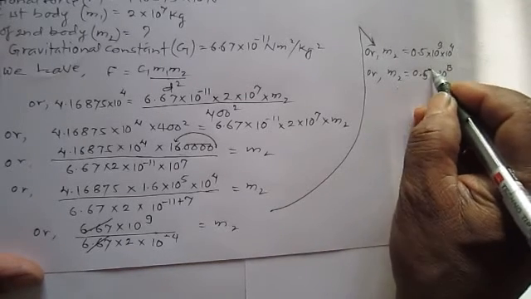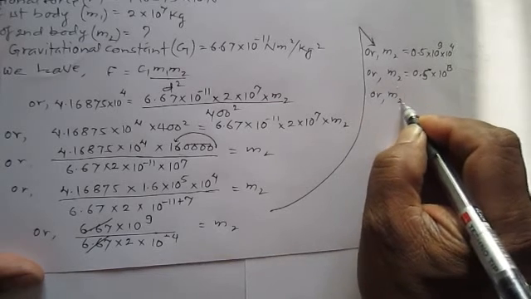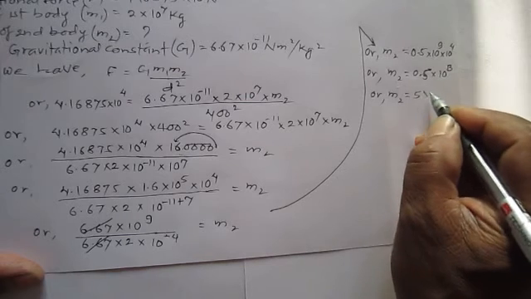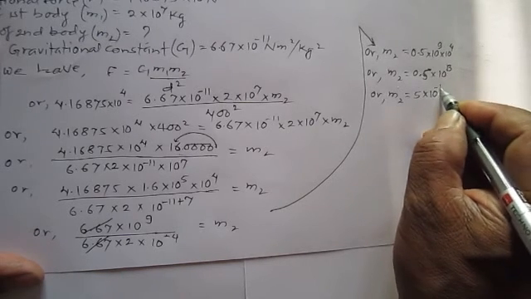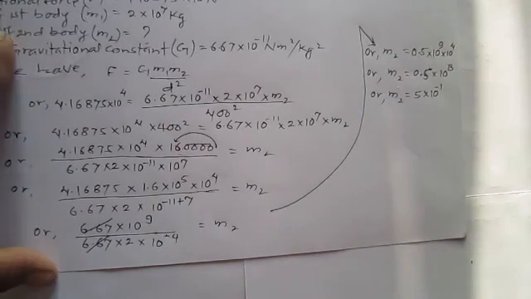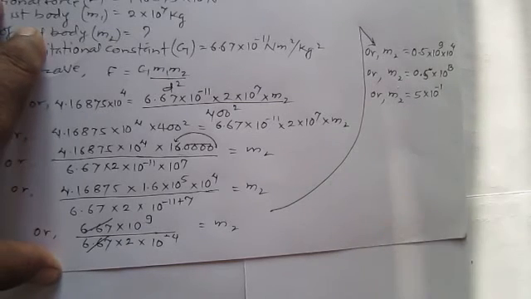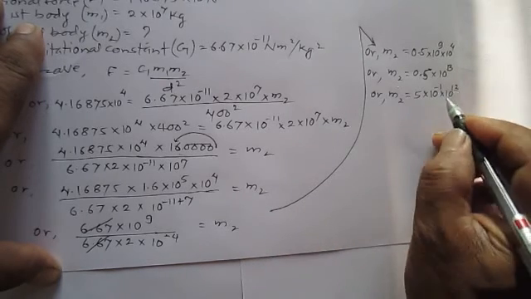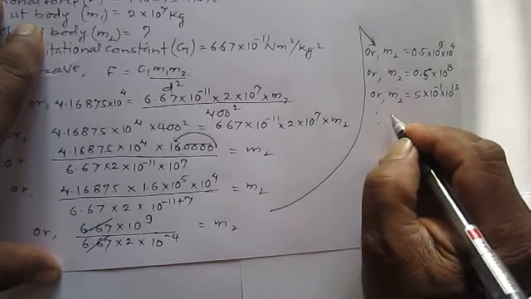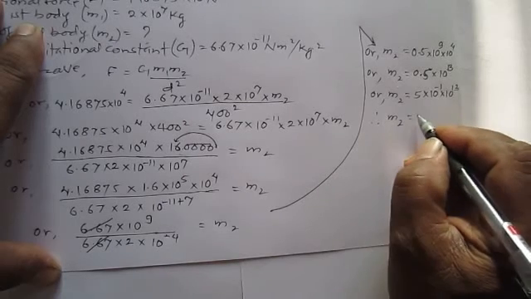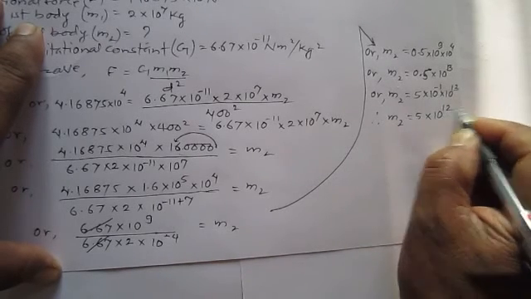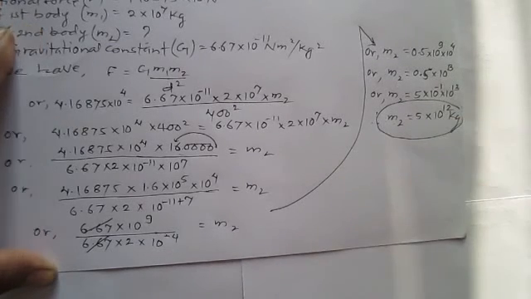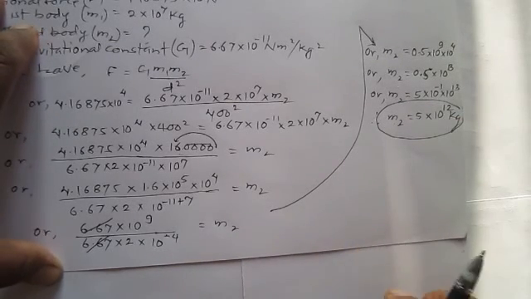Now if this point is shifted to the right hand side, we will have 5. If one digit is shifted right, that's 10 to the power minus 1. If one digit is shifted to the left hand side, then 10 to the power plus 1. Here minus 1 into 10 to the power 13. 10 to the power 13 minus 1 becomes 12. That's why the value of M2 will be 5 into 10 to the power 12. Mass is measured in kilogram. That's why this is the result. I mean to say the mass of the second body is 5 into 10 to the power 12 kg.